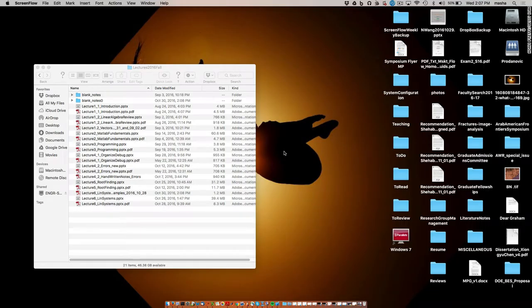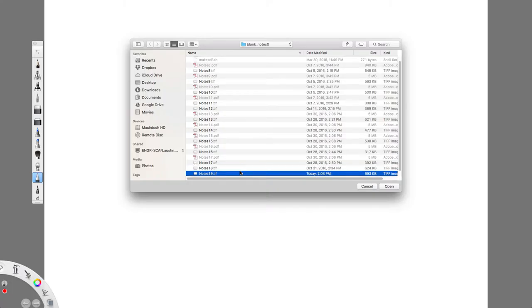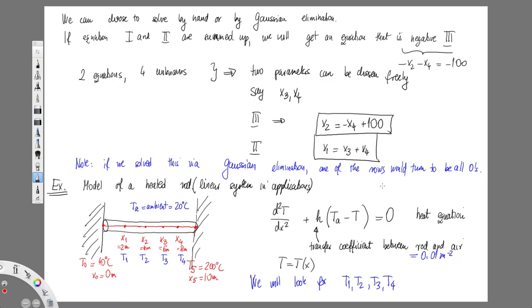Discussion about the heated rod, was it? So let's take a look at what we did last time. I started an example last time, which is a model of a heated rod.